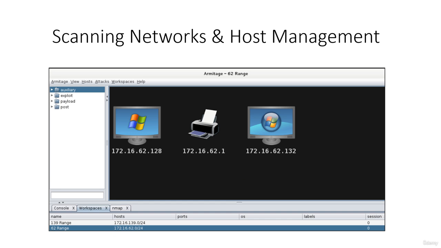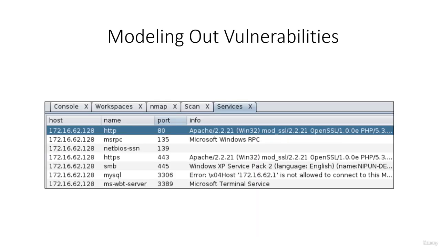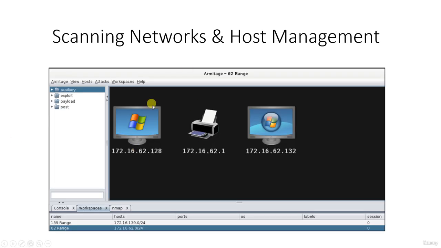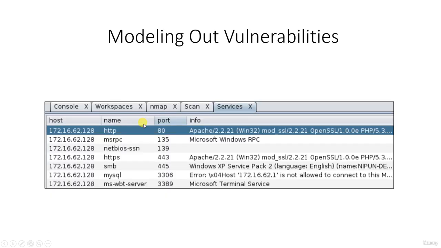So let's see what services are running on the target. Let's see what services are running on a host in the target range by right clicking on the desired host and clicking on Services. As you can see, a lot of services are running on the first host, which is 128, this one. So just right click on this icon and click Services, and it will go to this page.